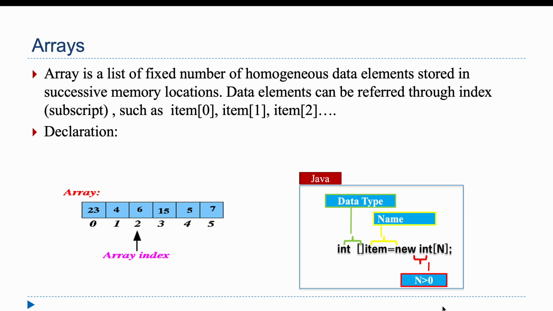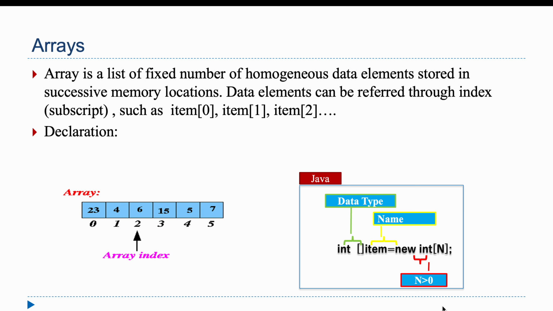In this lecture, we will discuss one of the most fundamental data structures in programming, arrays. An array is a list of fixed number of homogeneous data elements stored in successive memory locations. These data elements can be referred to using their index or subscript. The index of an array starts from 0 and goes up to n-1, where n is the number of elements in an array.